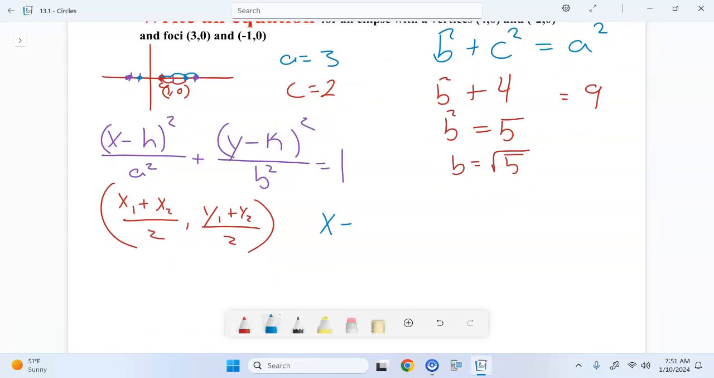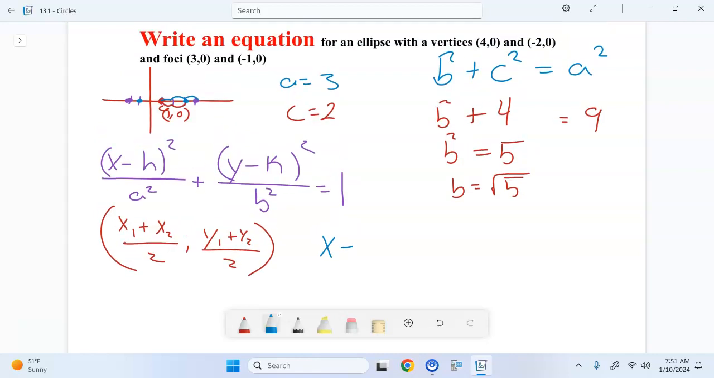So X minus H is 1, squared over A squared is 9, plus Y minus 0. We don't need anything there, so we'll just leave it squared. Y minus 0 is Y squared. And then B squared is 5, equals 1. And there's our equation. Find your center, find A, find B.